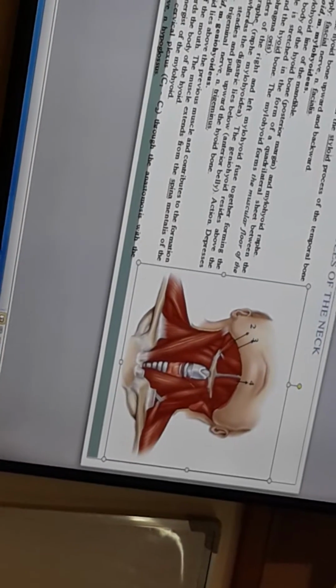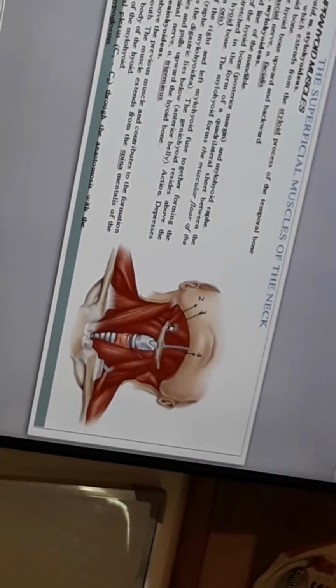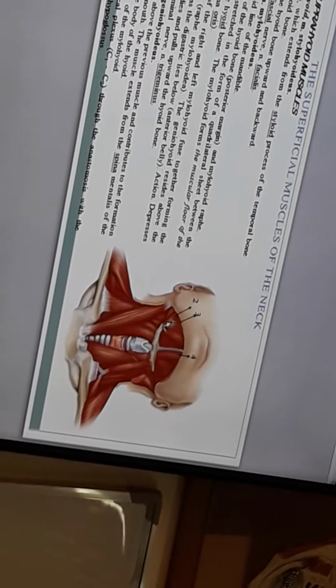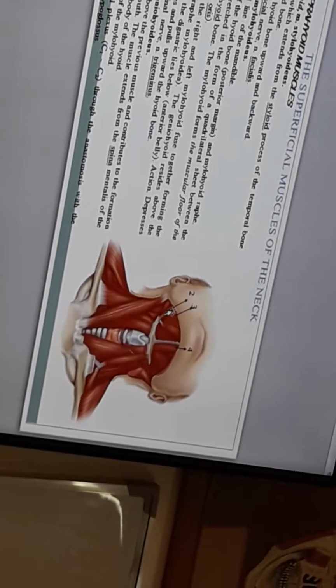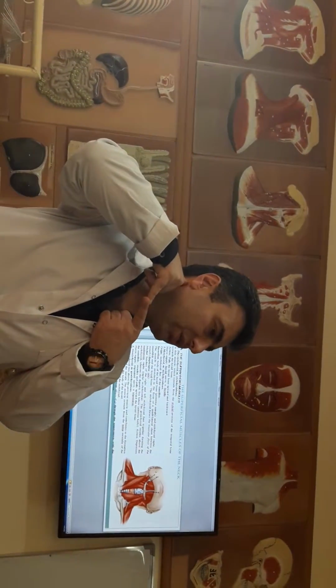Is it understandable for you guys? Once again, look here please. This is digastricus, the posterior belly and anterior belly. A little in front of the posterior belly of digastricus, we have the stylohyoid muscle. Right please. The stylohyoid muscle starts from the styloid process and finishes in the hyoid bone.